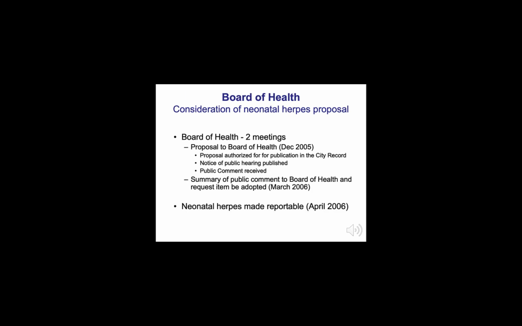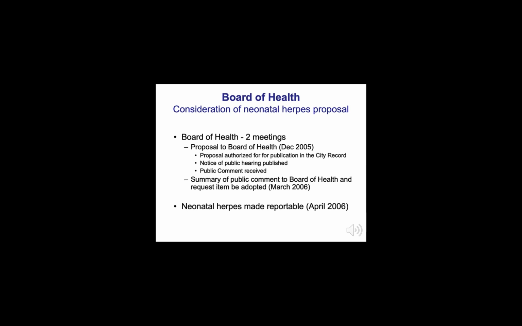So a little more detail about what was required by the Board of Health. At our first meeting in December 2005, we presented the proposal. The Board of Health authorized the publication of that proposal in the City Record, which is a public means of communicating to the public about plans for the health board. Following the publication in the City Record, there was a period allowed for public comment, during which any member of the public could submit a comment. It could be done online. We held a several-hours-long in-person listening session, and of course it could be submitted in any kind of written format, not just online.